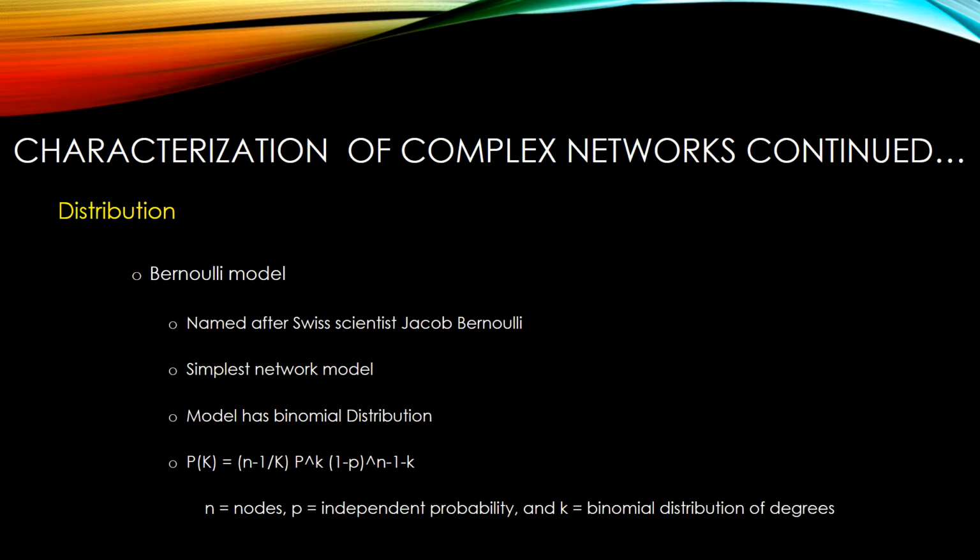The degree distribution of a complex network is a key factor when studying real and random networks, such as social networks and the internet. The Bernoulli model, named after Swiss mathematician Jacob Bernoulli, which is the simplest network model, has a binomial distribution. The nodes are connected with independent probability. This model can be interpreted as P(k) = (n-1 choose k) p^k (1-p)^(n-1-k), where n equals nodes, p equals independent probability, and k equals the binomial distribution of degrees.